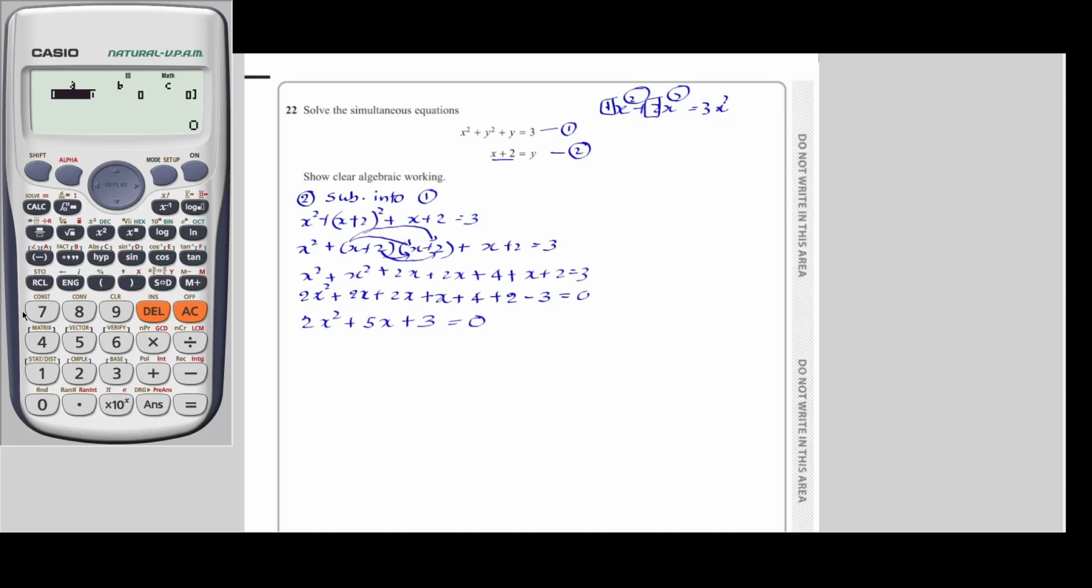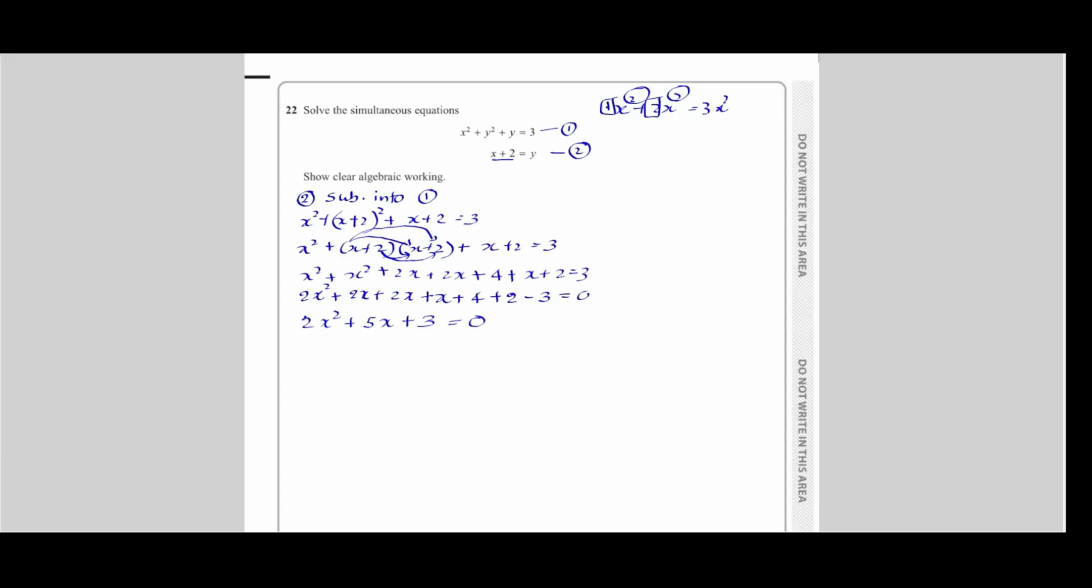So let's input these values. 2 equals 5 equals 3 equals, again equals, x equals minus 1. So one value the calculator is giving is x equals minus 1. The other value is x equals minus 3 over 2. So the calculator is giving us two answers. Just keep a space and write them. X equals minus 1, x equals minus 3 over 2.